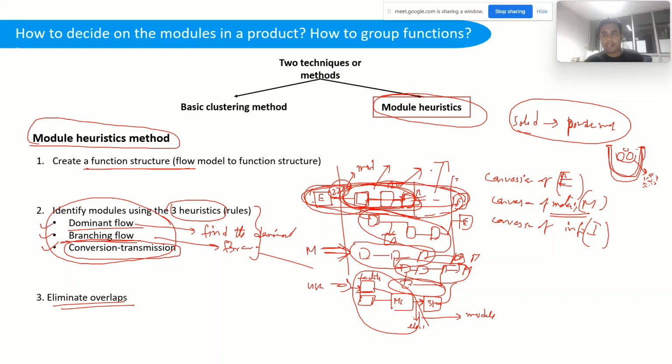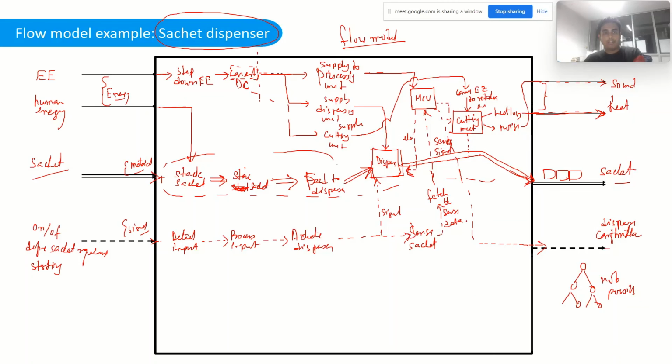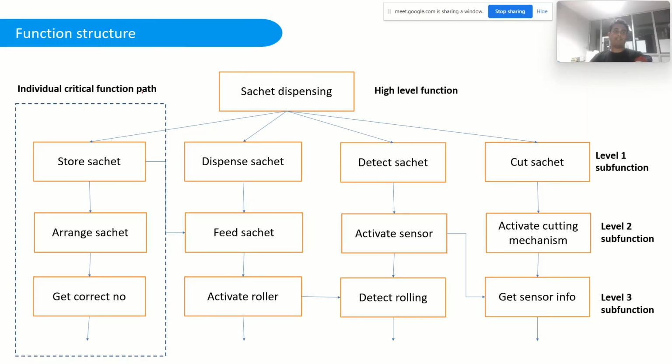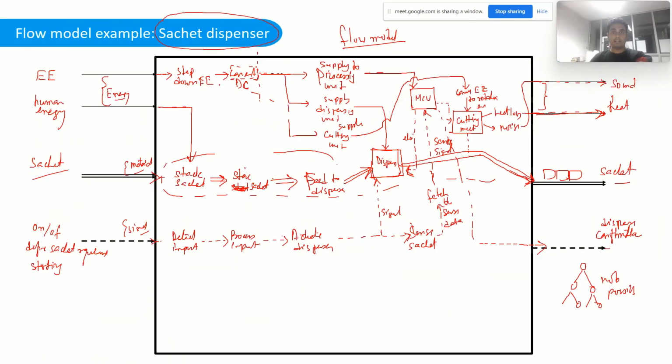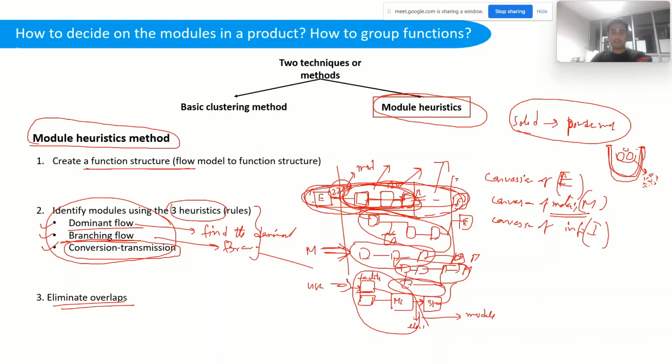In the same example, where we created a flow model and ended up with a function structure, this heuristic method is very simple. If we have created a detailed function structure, we first look for dominant flow, and there is no dominant flow in this particular case. Dominant flow means you need to have one particular flow. In case of dominant flow, it will be more like this, and sub functions will be like this.